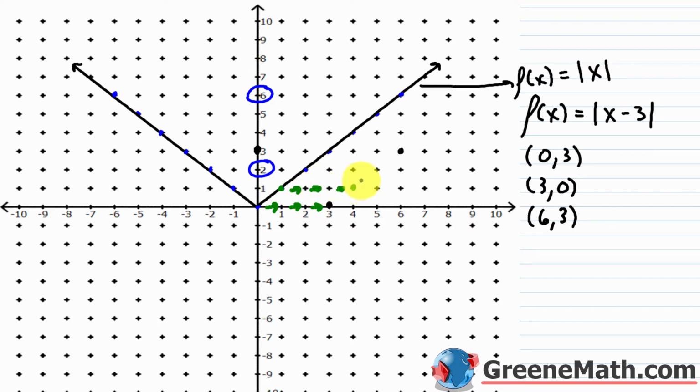That would be my point. I could take this guy 1, 2, 3 units to the right. That's my point. I already have it. You know, so on and so forth. It's the same thing with these points over here. So I could take this one and go 1, 2, 3 units to the right. This one 1, 2, 3 units to the right. You know, so on and so forth.